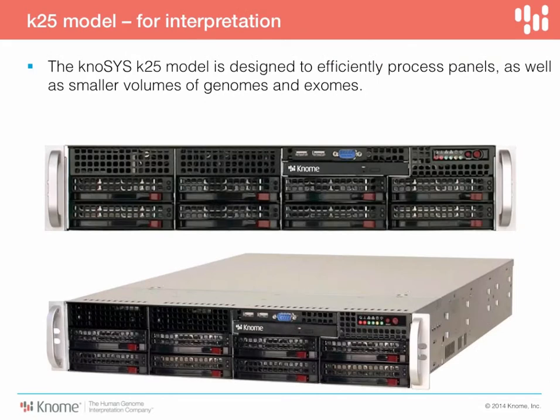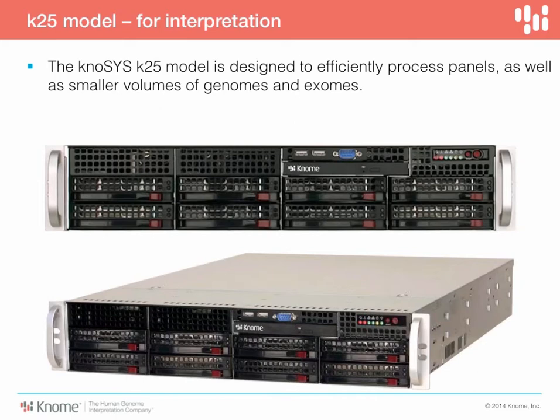And then there's the Gnosis K25. This K25 model is really the one set up for interpretation. This is the one geared more at VCF files, processing panels, but to some extent smaller numbers of genomes and exomes. So this is a 2U system, designed to go inside the server room on a rack, but it's a fairly capable system.